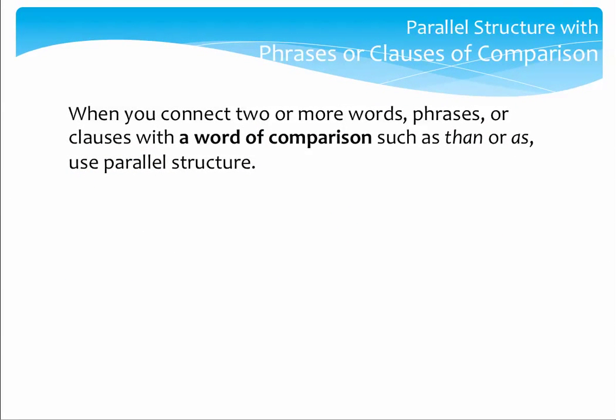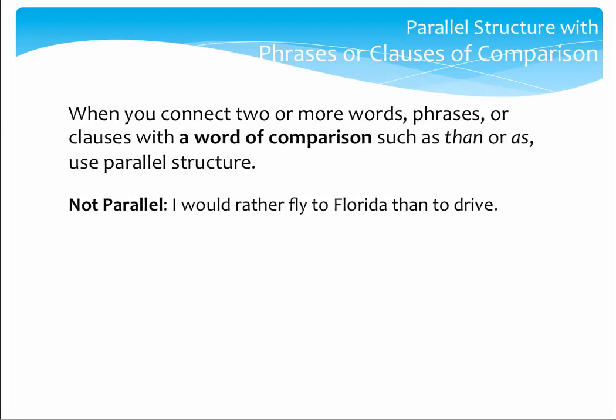You also have to use parallel structure when you connect two or more words, phrases, or clauses with a word of comparison, such as than or as. An example: I would rather fly to Florida than to drive. What's wrong with it? Well, than is creating comparison. But here what I'm comparing is fly to Florida and to drive.